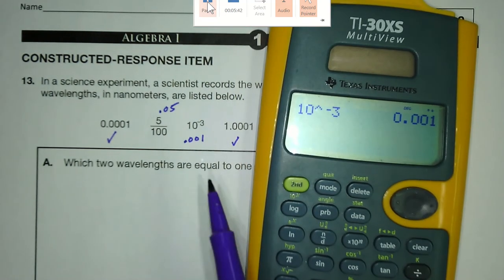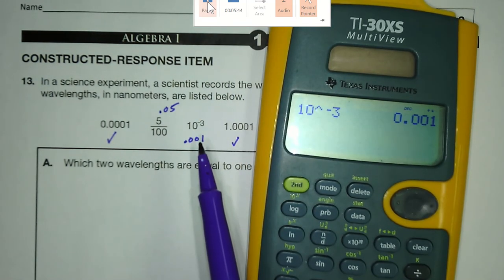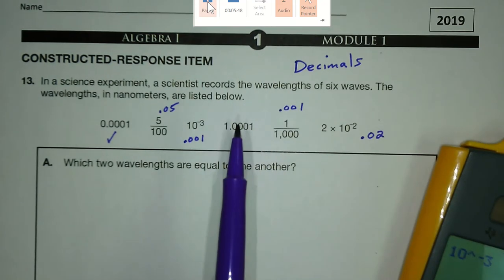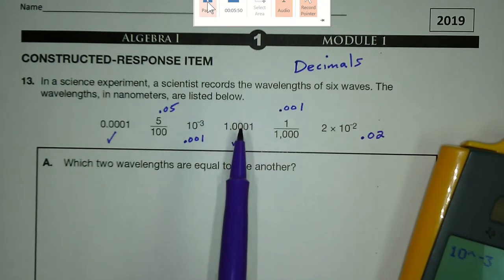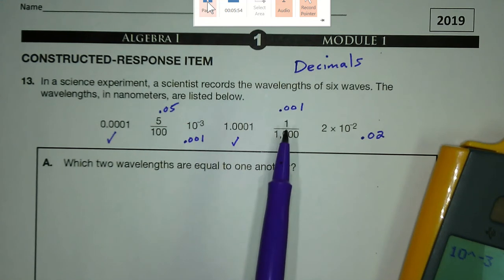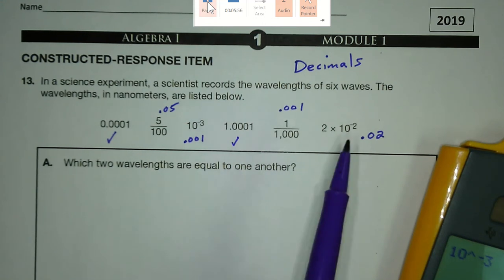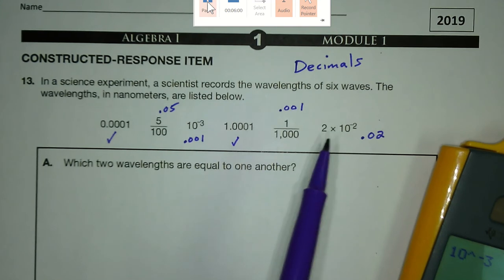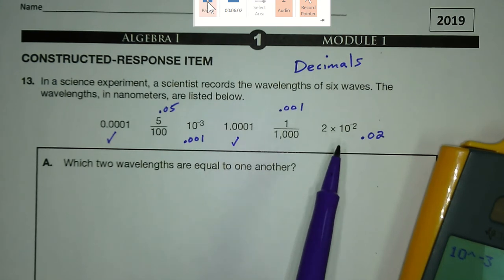And that's going to get me 0.001. And then this one was already a decimal, so that was sort of good to go. This one I just literally divided again, 1 divided by 1,000. And then this one, if you understand scientific notation, all the better for you.